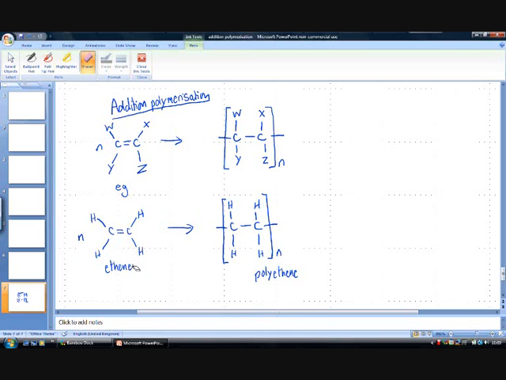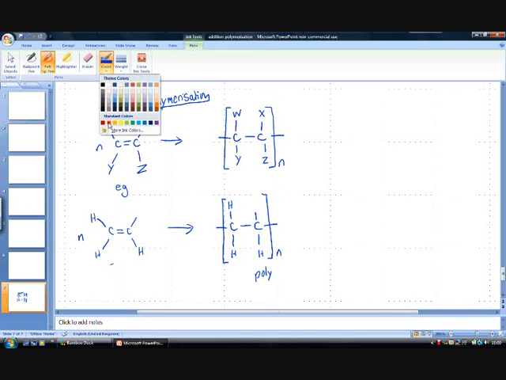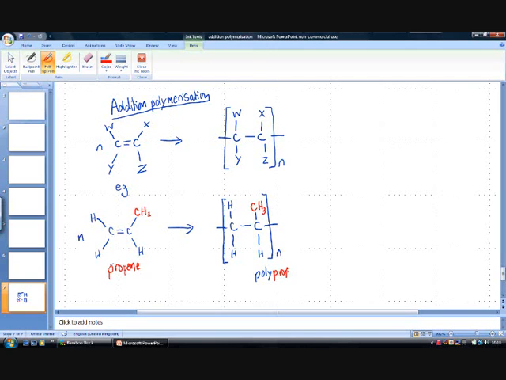Now what I mean was, if you know one, you know them all. We can just change this around very easily and make other addition polymers. For instance, if we change one of the hydrogens and instead we put on a methyl group, we've got propene as our monomer. And that will make polypropene as the polymer, or polypropylene.